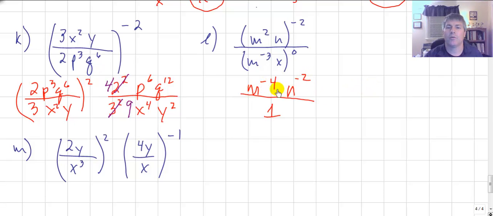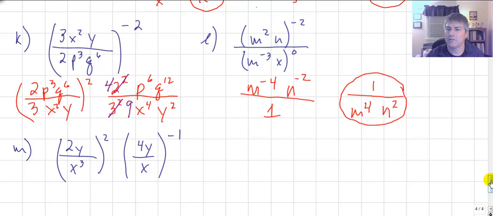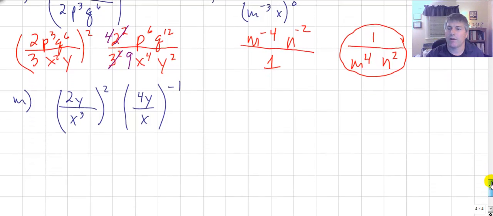Because these are both negative exponents in the numerator, we want them to be positive, so we have to move them to the denominator. So we get 1 over m to the 4th n squared. So that is our final answer for L.